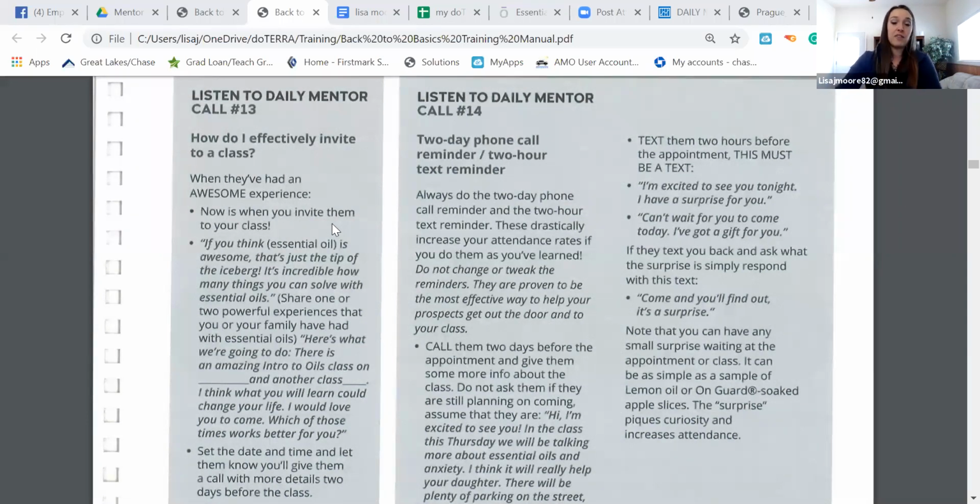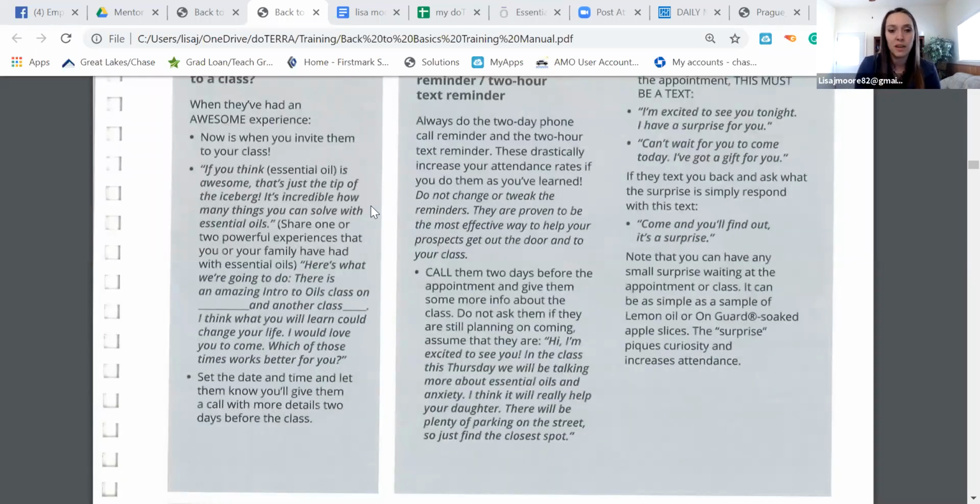So now you're going to invite them to the class. They've had this awesome experience with this one essential oil. Let's say they had a good experience with Serenity. If you think that Serenity is awesome, that is just the tip of the iceberg. It's incredible how many things you can solve with essential oils. And so you can share one of the different experiences. Maybe we move to lavender, right? And then you can share about the burn thing as well. Or you can talk about a different essential oil, like Deep Blue, that's helped with lower back or shoulders or neck or whatever. Just another experience that you've had with essential oils.